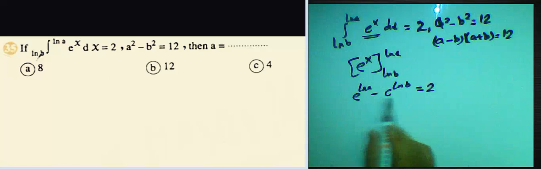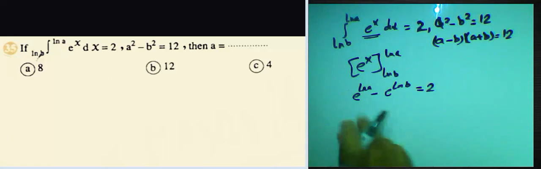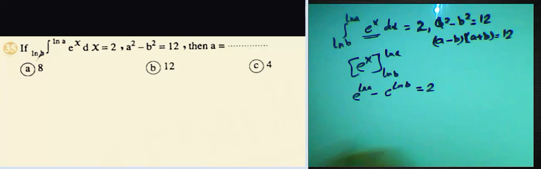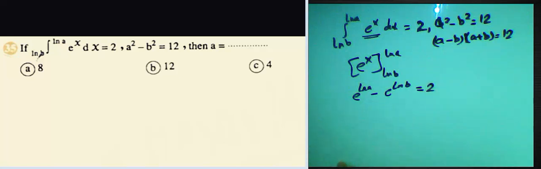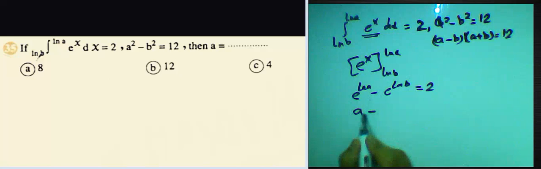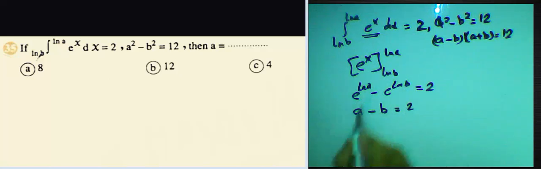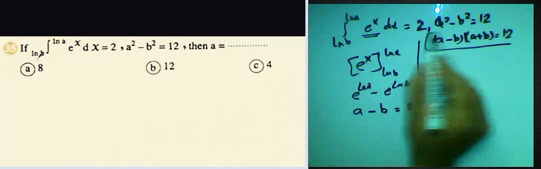Okay, it's the difference between two functions here, e power ln a subtract e power ln b equals 2, and we know (a minus b) multiplied by (a plus b) equals 12. Who can tell me the result here? We know this result will be a, and this result will be b. e power ln a will be a, and e power ln b equals b. So a minus b equals 2. And he gives us this information.